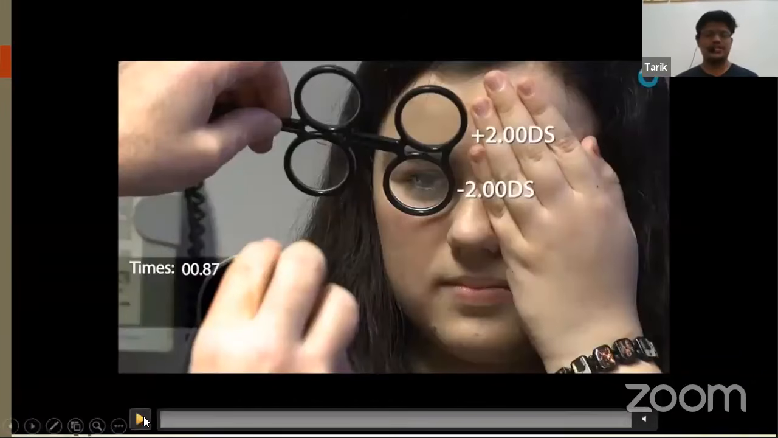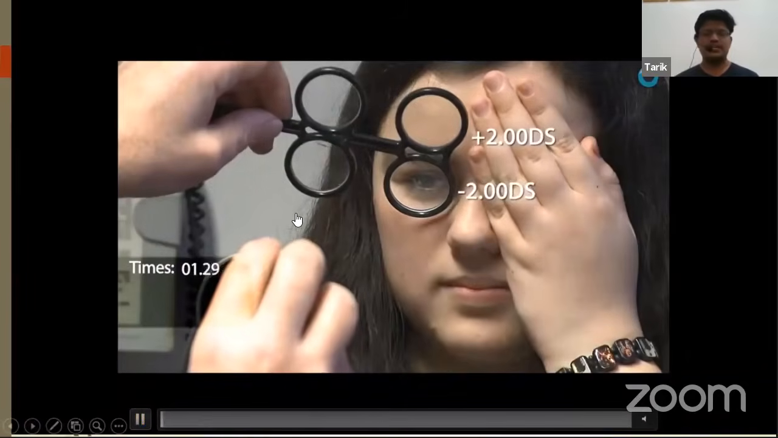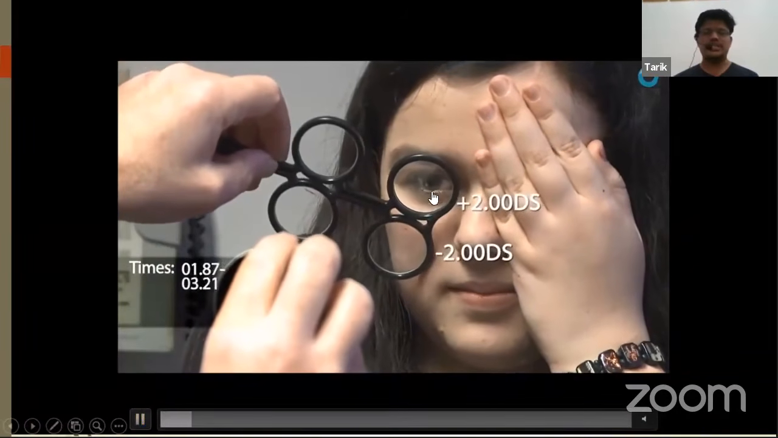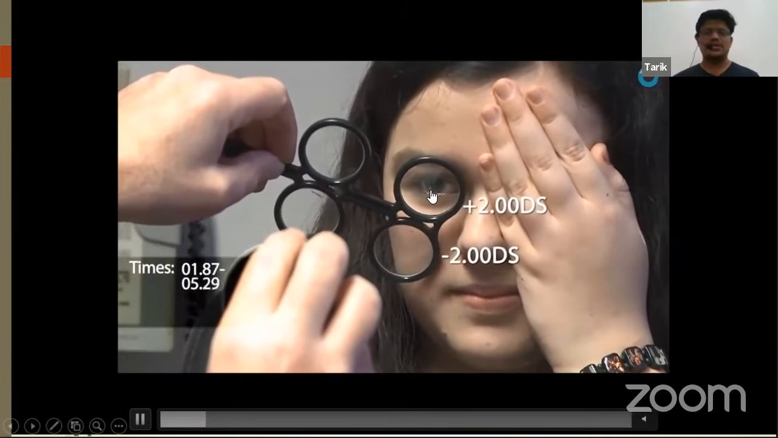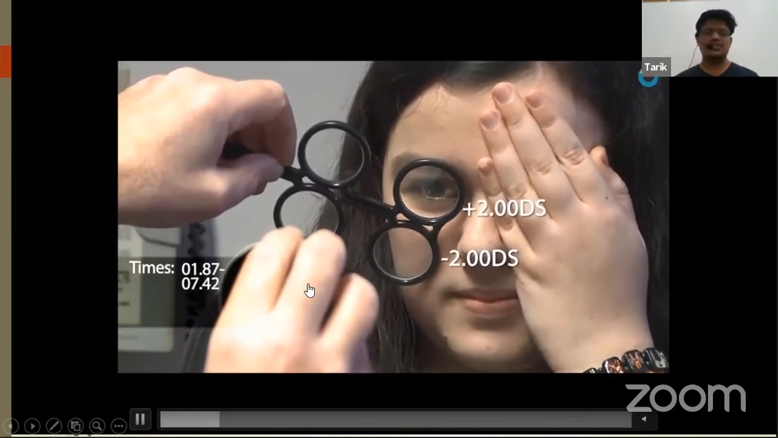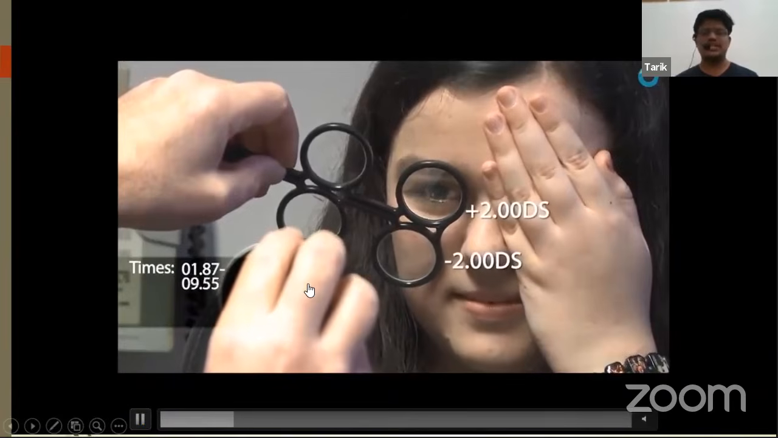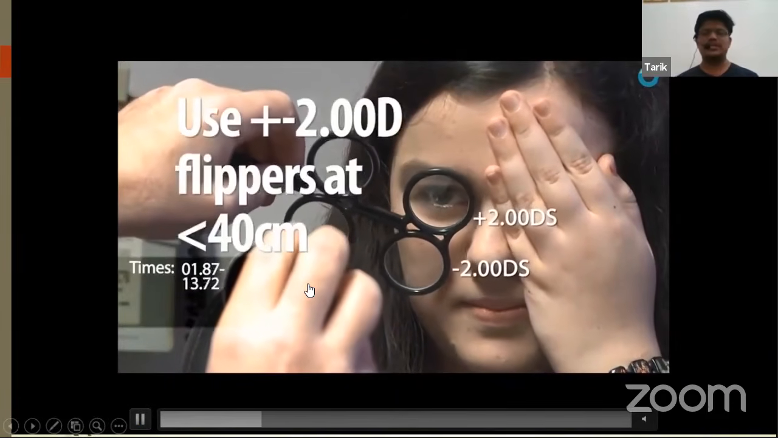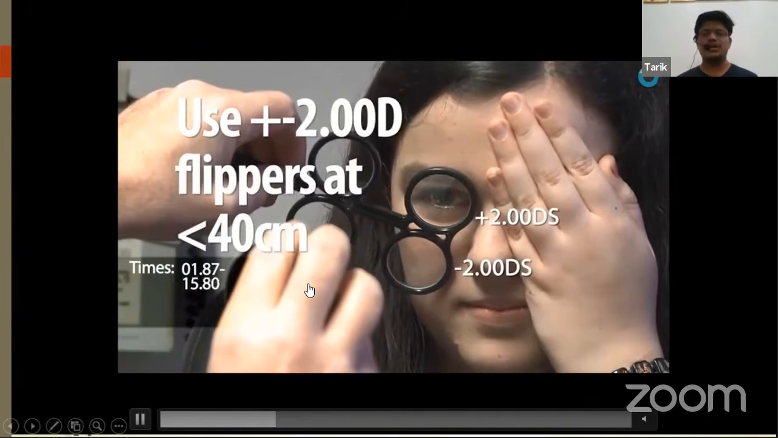So here the patient is being tested for monocular facility. If you see, the patient is asked first to read with minus, and then is switched to plus. Now here the patient is unable to answer with the plus side, and she's taking time. Because more time is taken, and here it is a monocular test, we are assessing the accommodation.